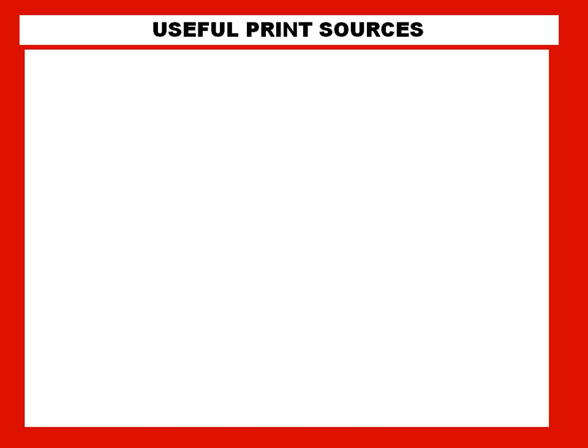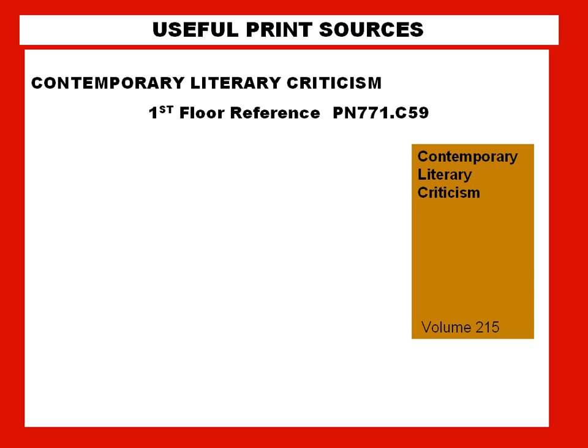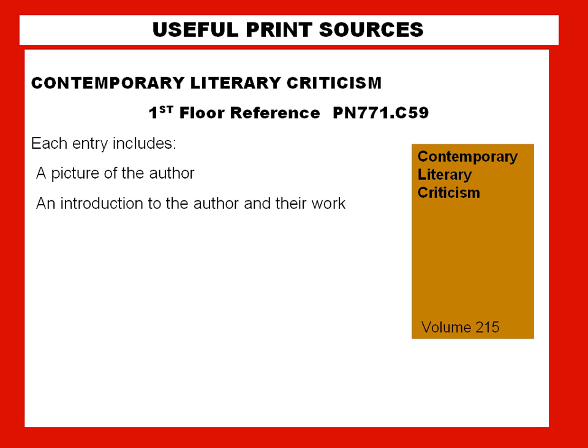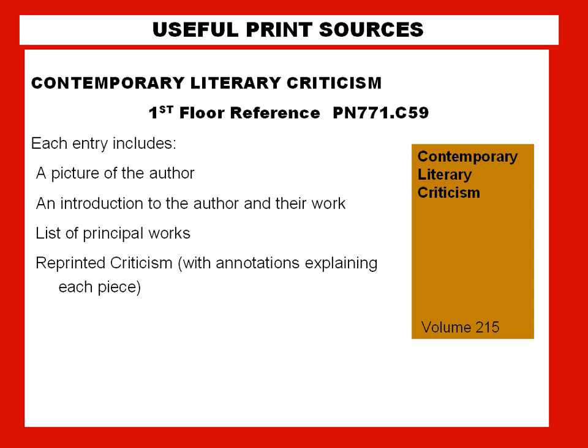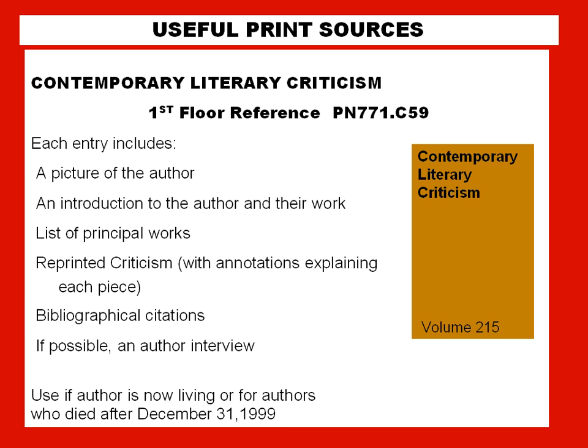When it comes to locating criticism, you might want to begin with Contemporary Literary Criticism. First floor reference, PN771.C59. Each entry includes a picture of the author, an introduction to the author and their work, a list of principal works, reprinted criticism with annotation explaining each piece, bibliographic citations, and if possible, an author interview. Use if the author is now living or for authors who died after December 31st, 1999.